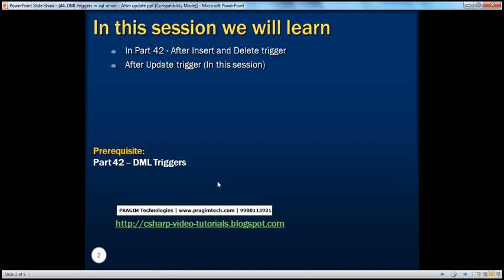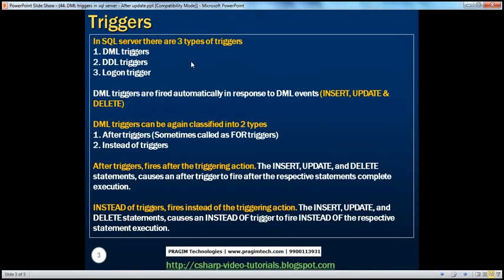In this session, we'll learn about after triggers, after update triggers specifically. In part 42 of this video series, we have spoken about after insert and after delete triggers. Again, in part 42, we have spoken about the three types of triggers that are available in SQL Server: DML, DDL, and logon triggers. DML triggers are fired automatically in response to DML events, and examples of DML events include insert, update, and delete statements.